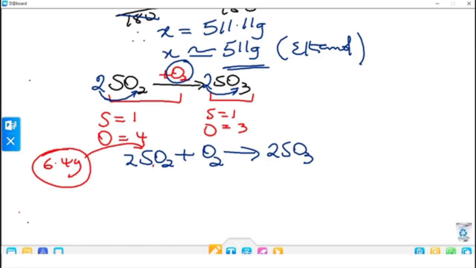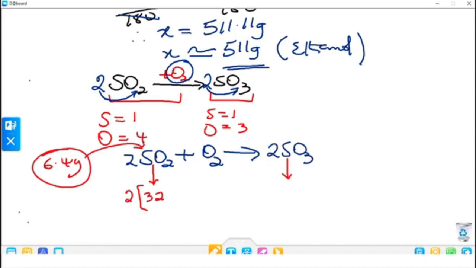So we are interested in SO2 and SO3. Oxygen is less important in this case. So let us look at how to solve the molar masses. For SO2, 2 into sulfur is 32.